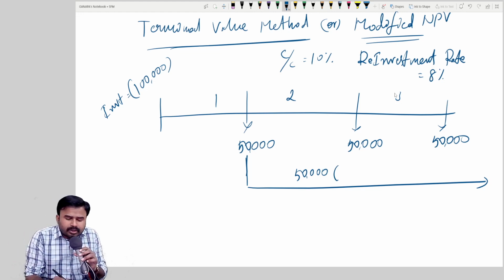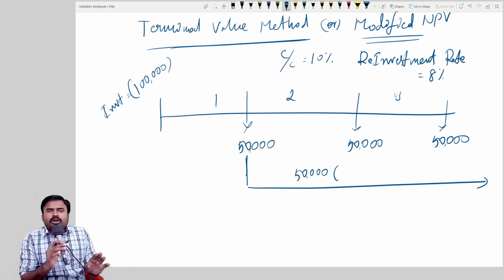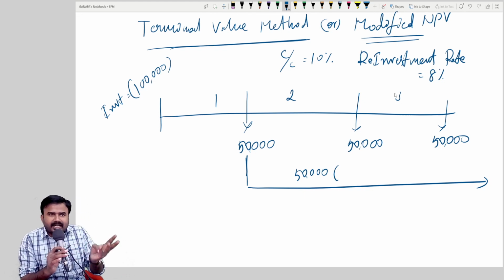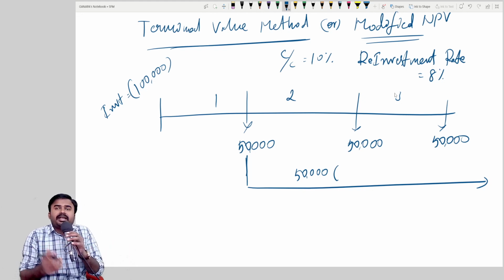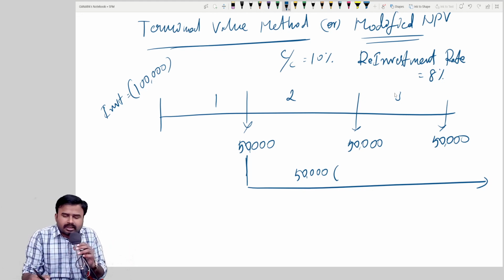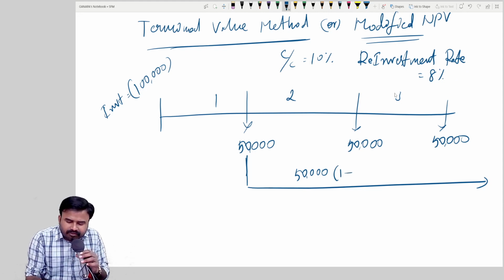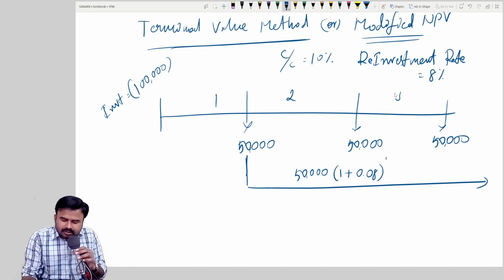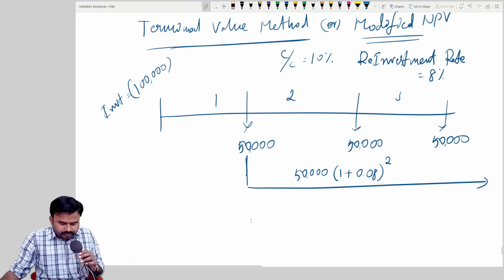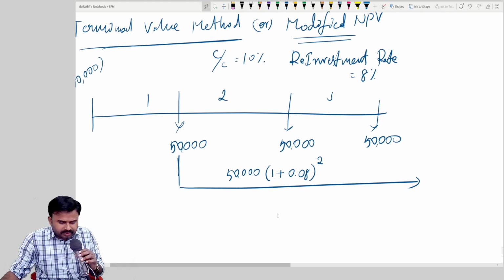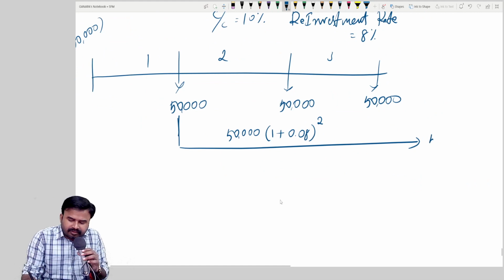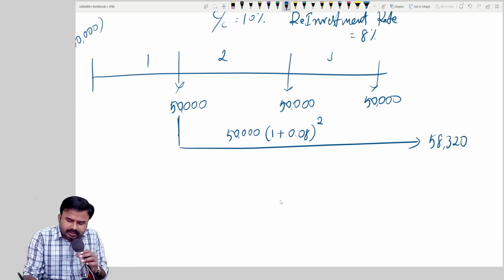The first year ending cash inflows can be reinvested for how many years? Balance 2 years, the second and third year. That means 2 years of return, at 8%, the reinvestment rate. 50,000 into 1 plus 0.08 whole to the power of 2. Convert this number: 58,000.